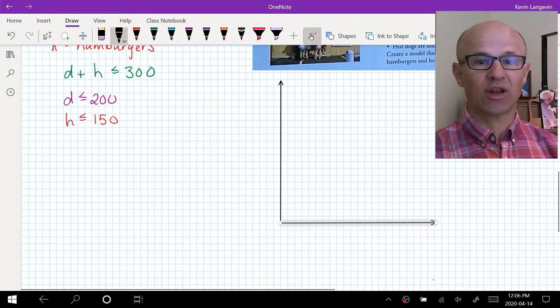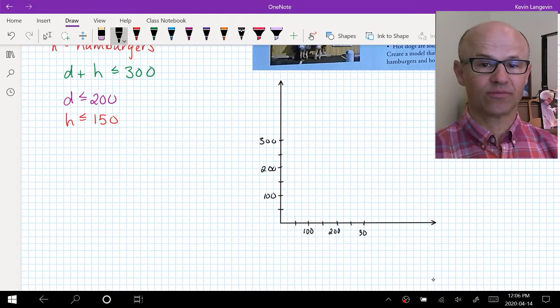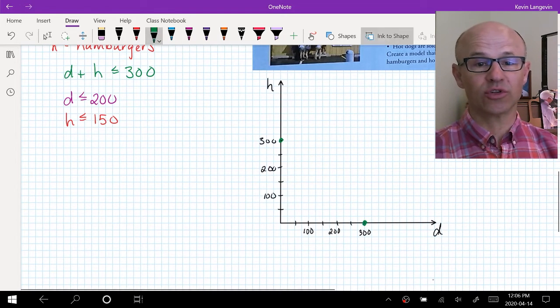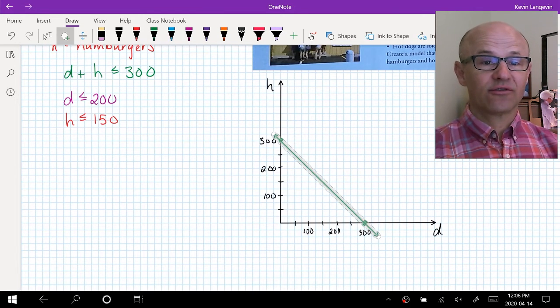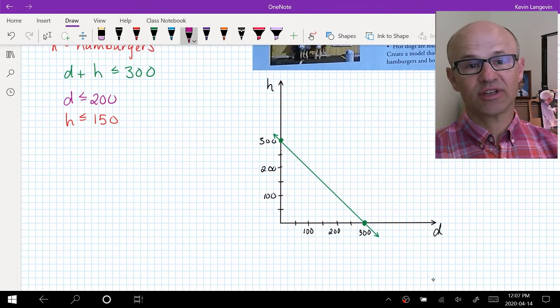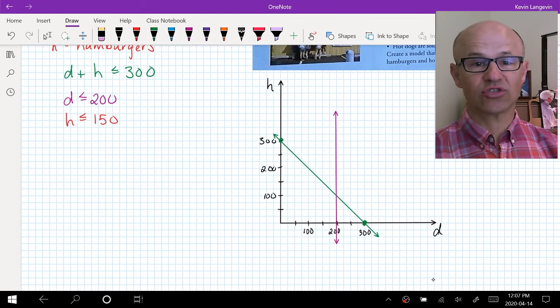So let's set up our lines. And again, our numbers are fairly large with 300s, 200s, etc. So when we go to our scale, we would want to use these bigger numbers. I'm choosing D to go on the x-axis, H to go on the y-axis. It really doesn't matter which way we do it. If I use the process of letting D equals 0, therefore H equals 300, letting H equals 0, therefore D equals 300, I get the green line that I've just drawn.